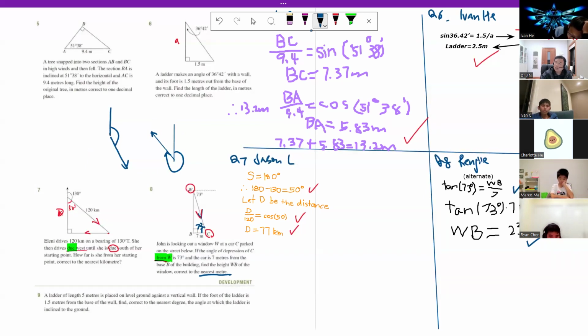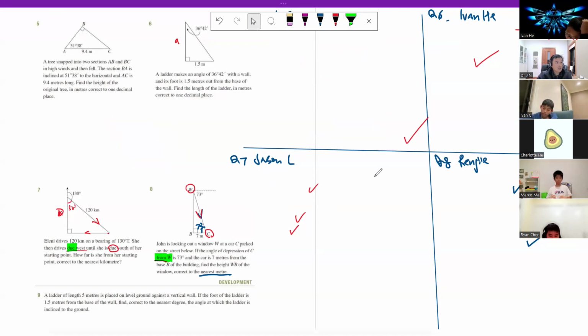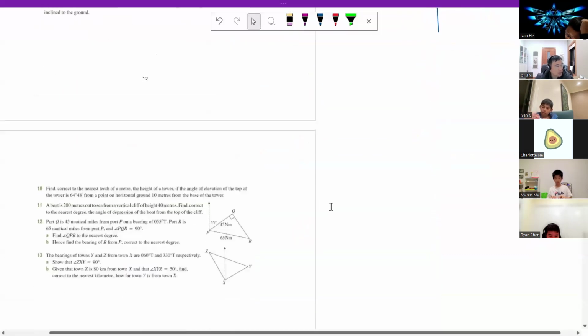That's the bearing. Hope that makes sense. Okay. All right. Done. So that part, everybody's successful. Very good. Let me just clean them up. Cool. Let's just move on. This one doesn't need to be cleaned. We can deal with that later.